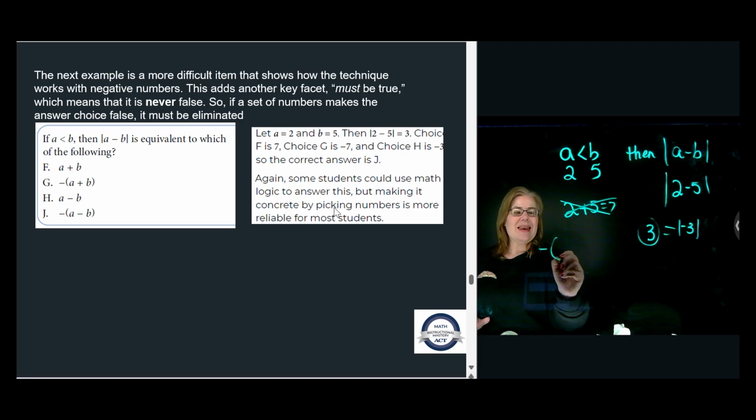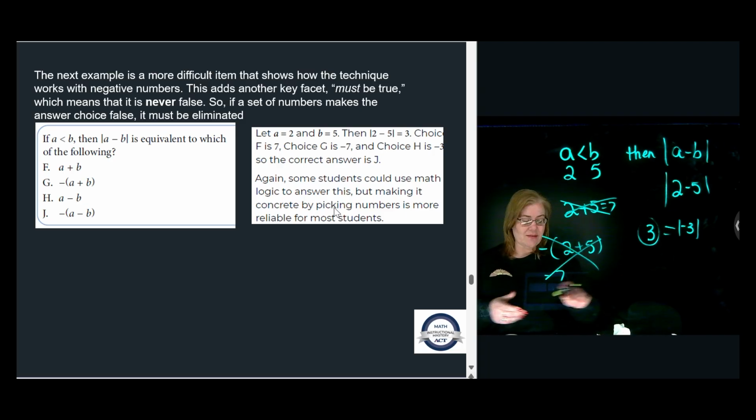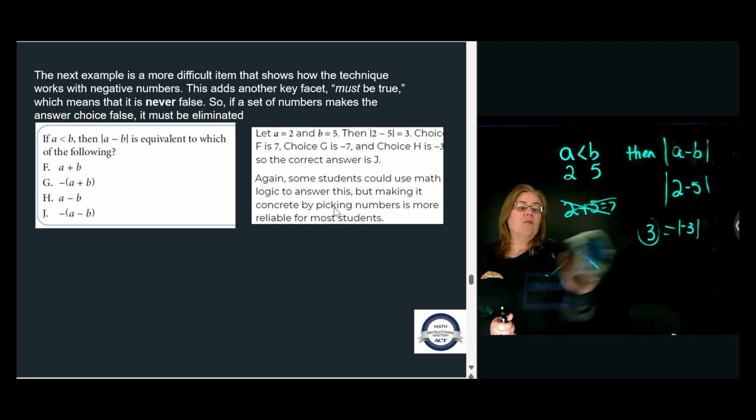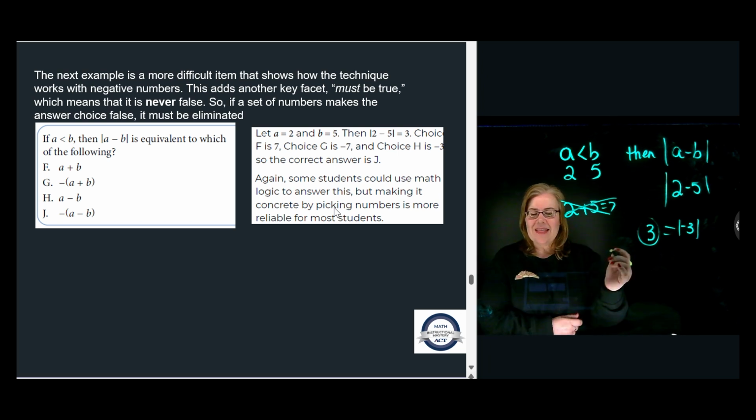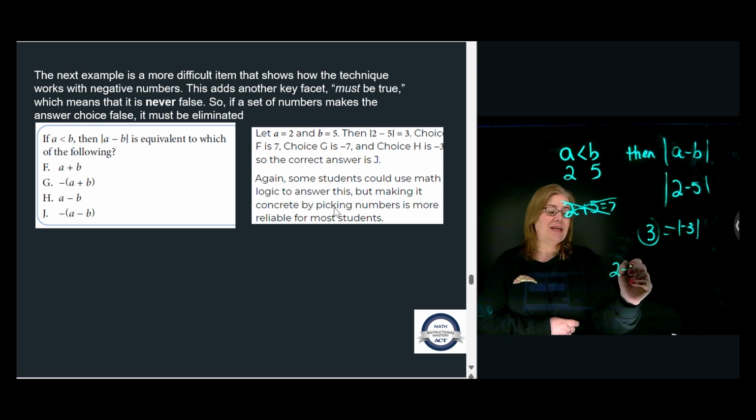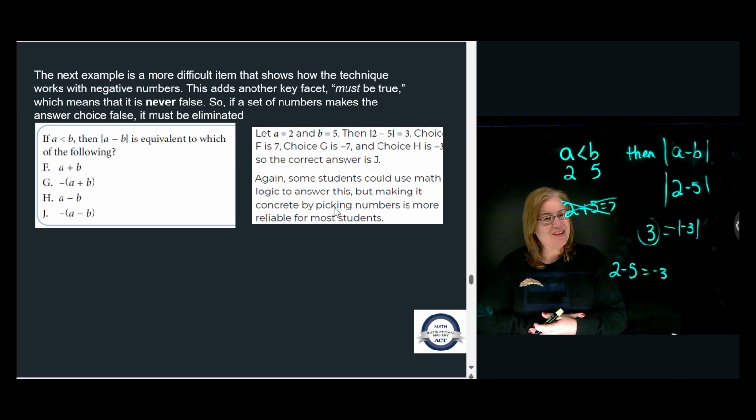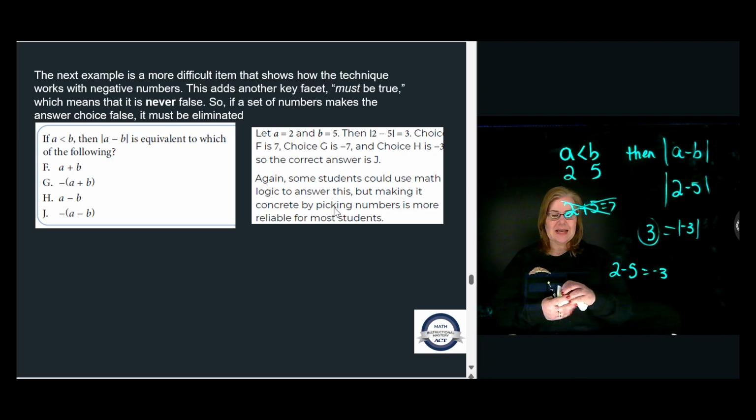So then I have a negative 2 plus, is it 2 plus 5? Yes, 2 plus 5. So I get negative 7. Again, I am going to have to eliminate because that's not what I'm looking for. All right, so I'm running out of room, so I'm going to erase this one so I'll have some more room to write. Then I have 2 minus 5, which equals a negative 3. Okay, I'm not really looking for a negative 3. I'm looking for the absolute value of a negative 3, which is what? 3.